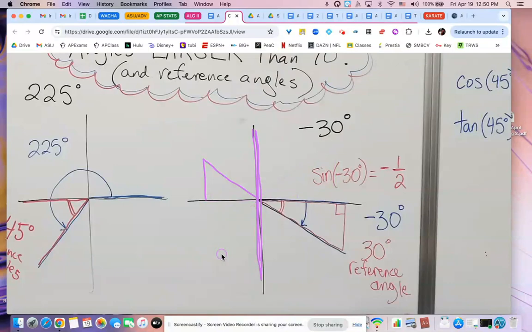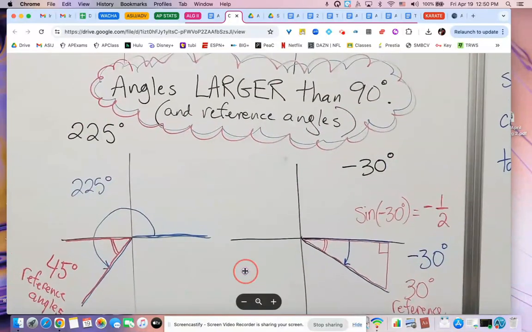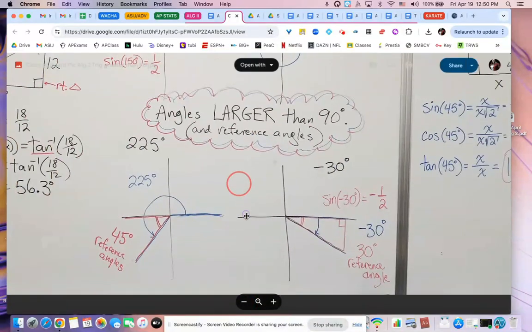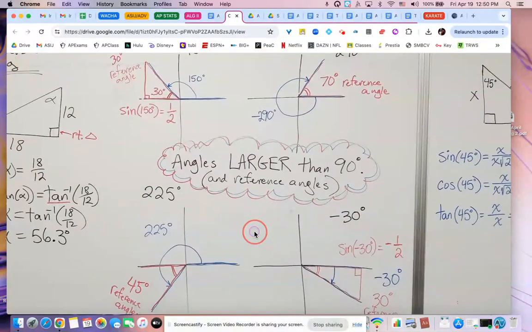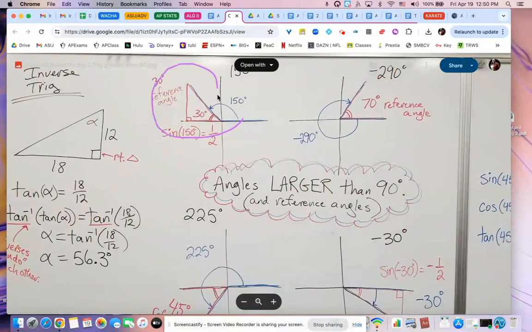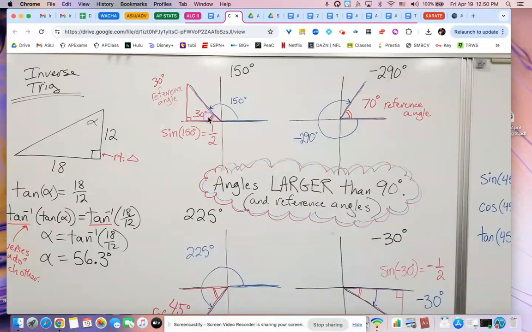All right, so that's coterminal angles. That's dealing with angles that are larger than 90 degrees. And what does all that mean? And how do we deal with that? So the key, I think, is to find that reference angle after you've made your triangle. Sorry, I should back up. Make your triangle. Once you get your triangle, think about the reference angle. And then from that reference angle, you can do all your trig functions, sine, cosine, tangent.